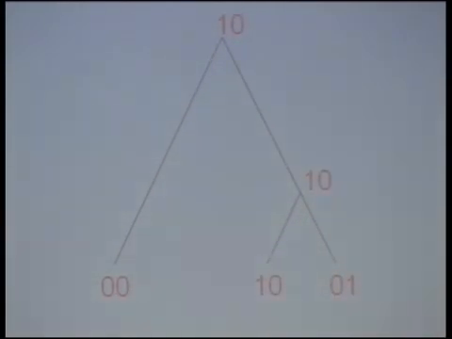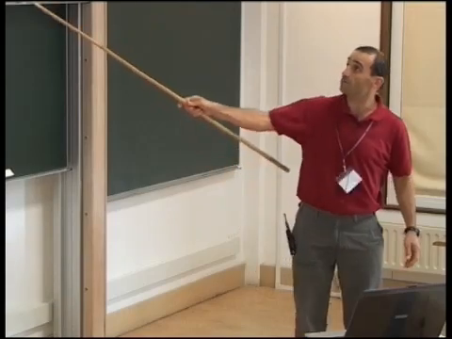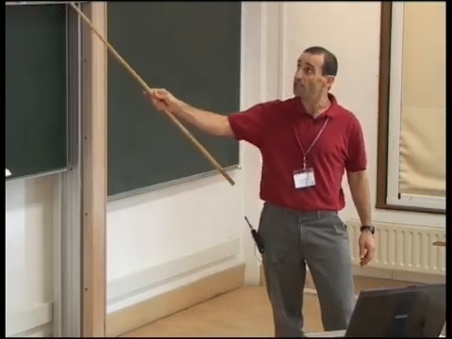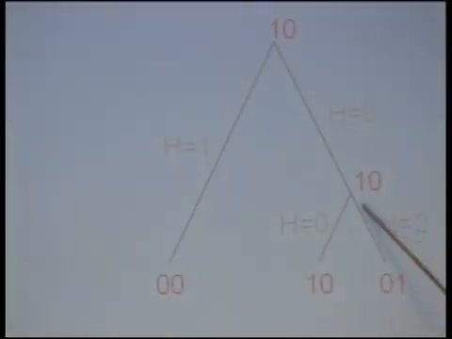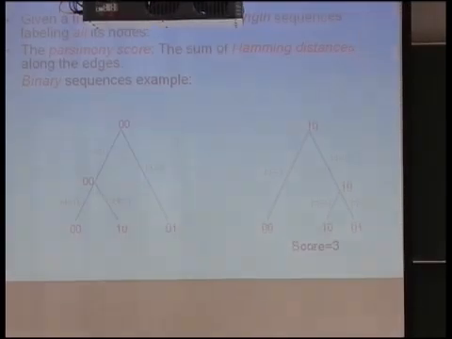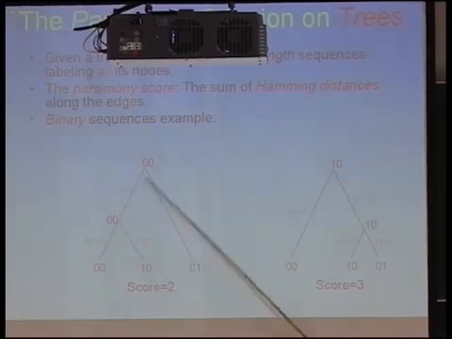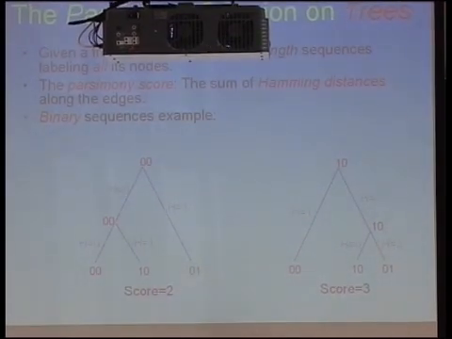If we look at this binary example, we get Hamming distance 1 along this edge, 0 here, and 2 here, and we get score 3. Another example, with a totally different topology and labeling. The score here is 2, 0 here, 0 here, 0, 0 here, and 1 here, and score 2.